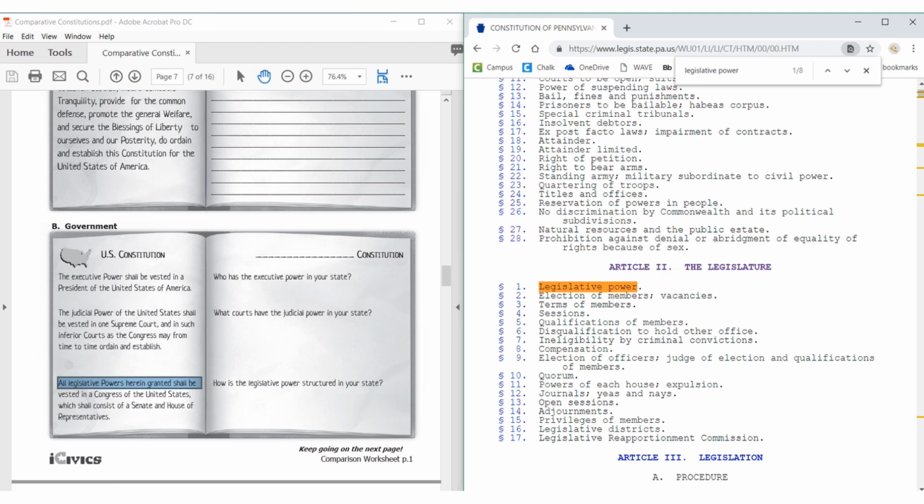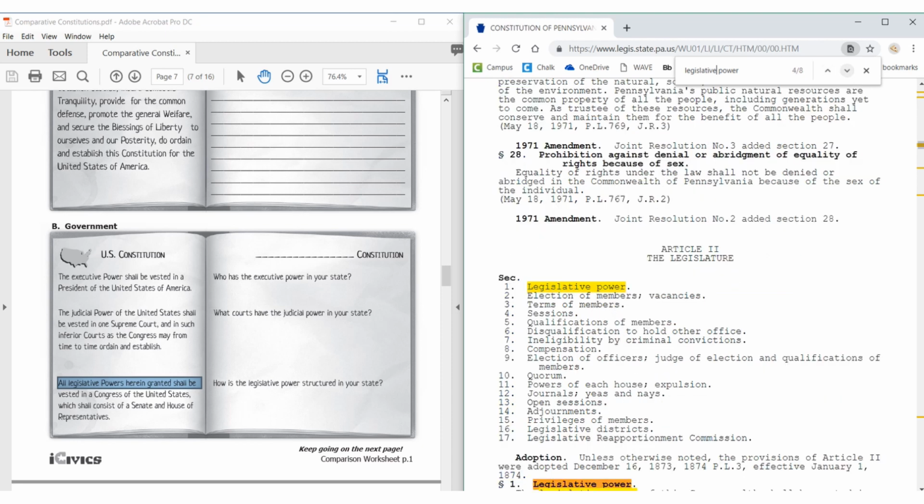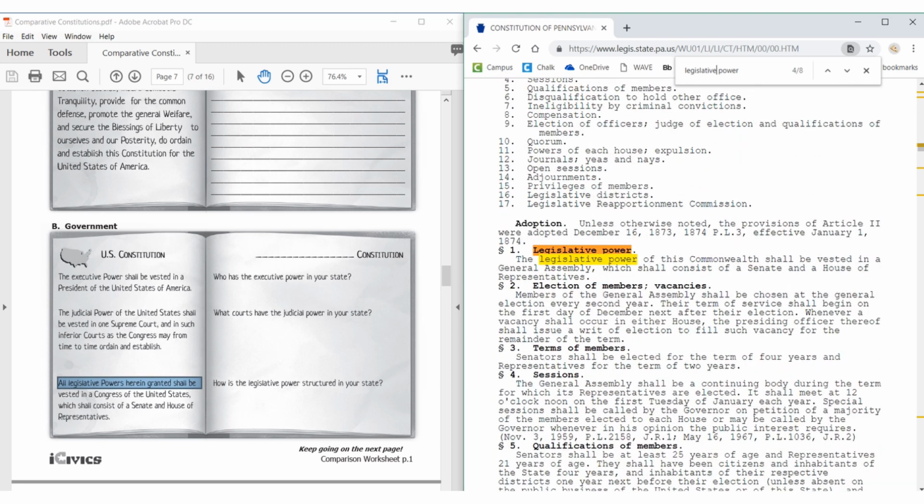So I see legislative power in there 8 times. Well, we don't want that first one. Let's hit the next one. Restrictions on legislative power. I don't know about that. Let's keep going. Article 2, the legislature, legislative power.